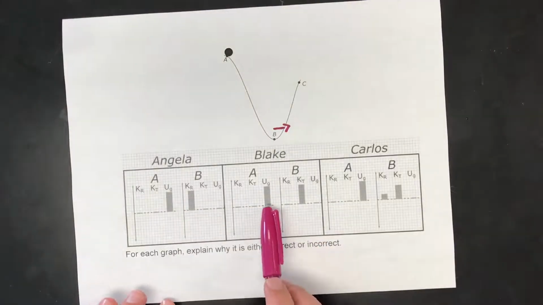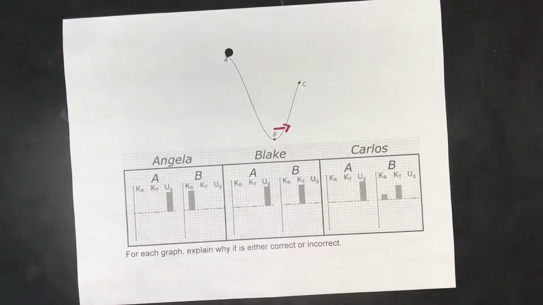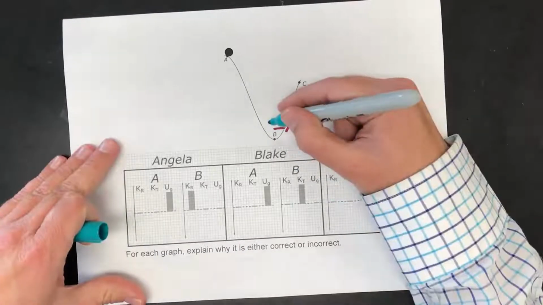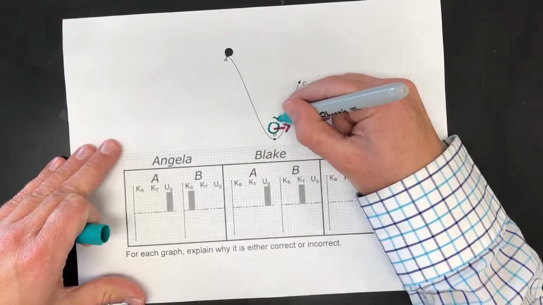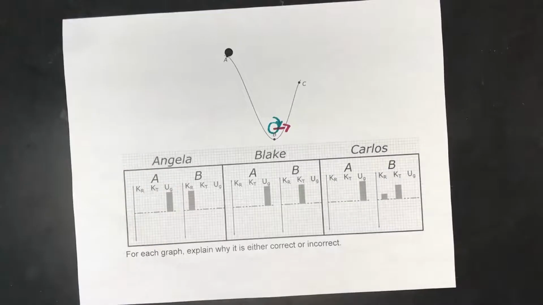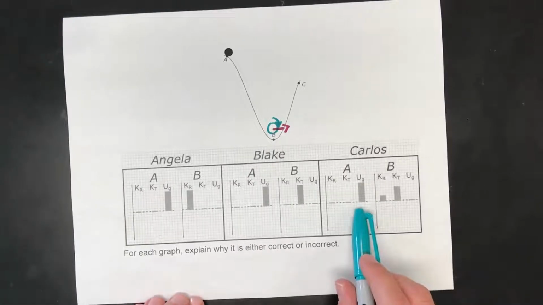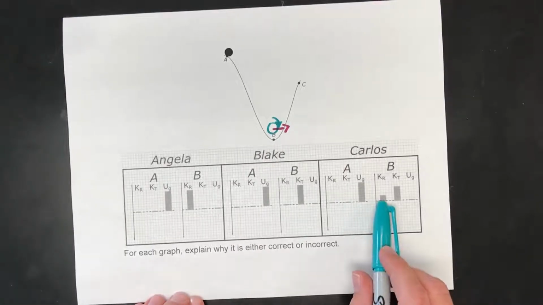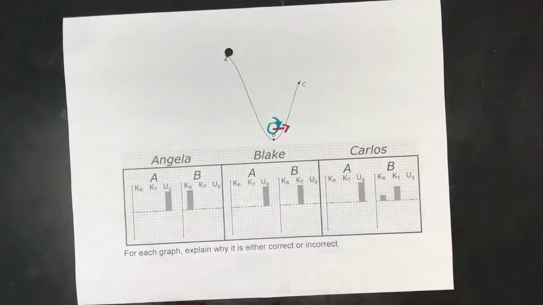And Blake's got the opposite problem. He's got it right that it's all gravitational potential in the beginning, but he says it's all translational energy down at B. So it says that it rolls, so we know that some of that energy has got to be in the rolling form of it here. And if you look at Carlos, he says some of it's rotational and some of it is translational. And so that is correct in that regard. All gravitational potential down to some rotational and some translational.